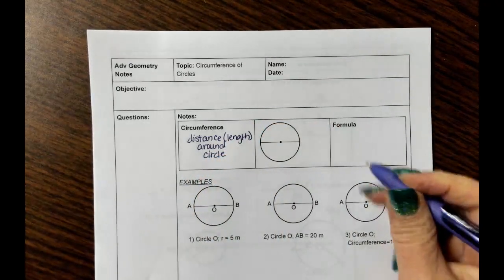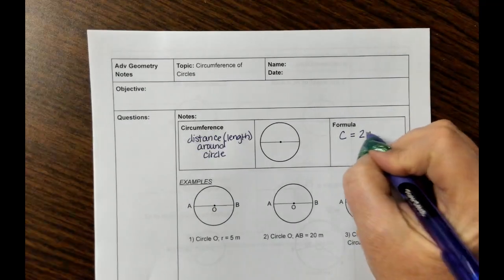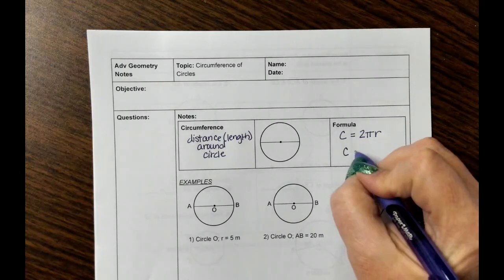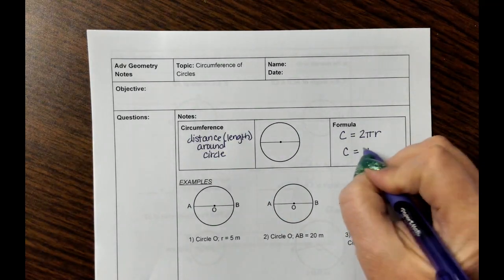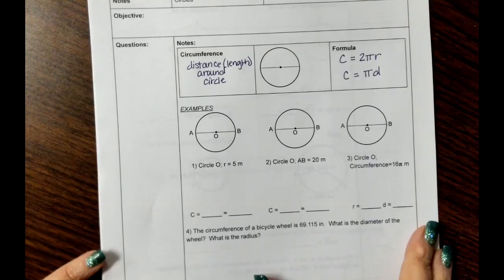And that is found by using the formula C is equal to 2 times pi times the radius, or C is equal to pi times the diameter. They're the same equation because a diameter is 2 radiuses. Okay, so this is quick review.